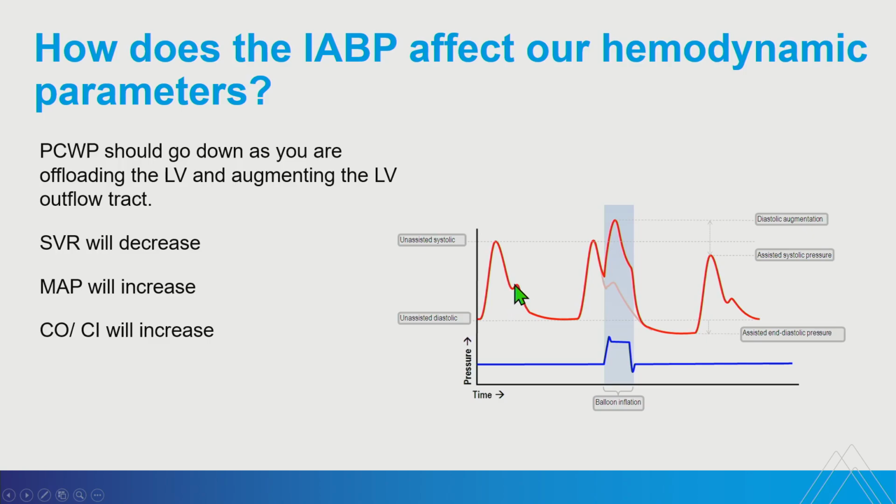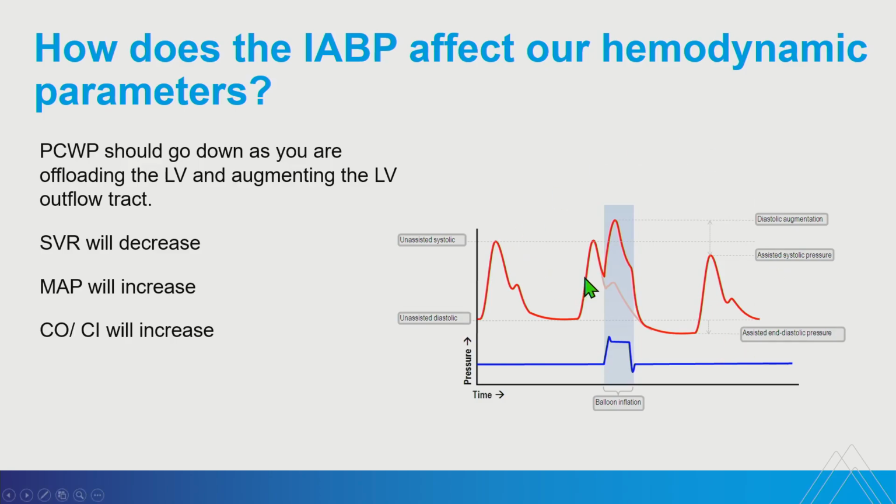When the balloon is not working on this beat, this would be our normal afterload that the heart has to pump against, or our peak end diastolic pressure. Again, this here would be our unassisted systolic beat. This would be our dicrotic notch where the balloon rapidly inflates, increasing diastolic pressure to hopefully 10 to 15 points higher than our systolic pressure.